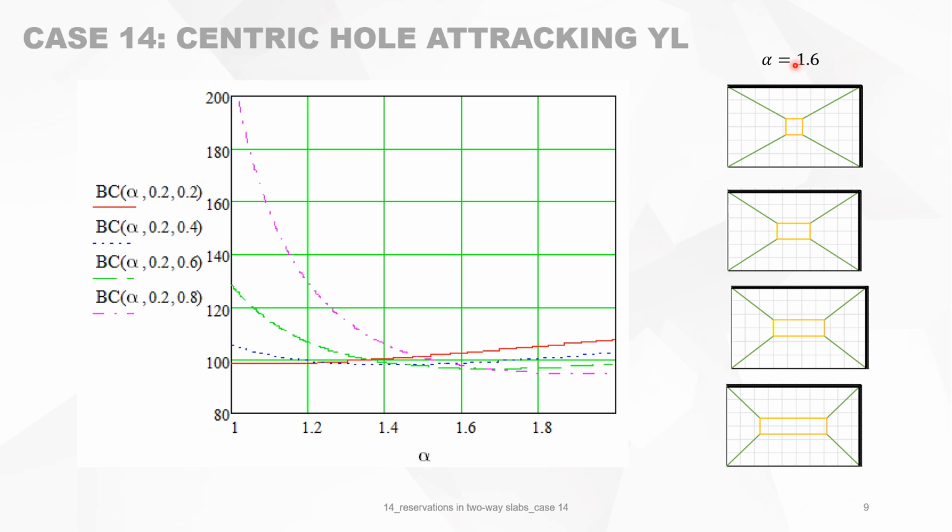For instance, for alpha equal 1.6, you will see this reservation is 0.2 by 0.2, which corresponds with that. This is 0.2 times 0.4, 0.2 by 0.6, and so on. So you see visually now what type of hole this is and where this graph can be applied. We see that for certain combinations of alpha, alpha 1 and alpha 2, there's a bearing capacity lower than 100%, so that's the region that we are interested in.